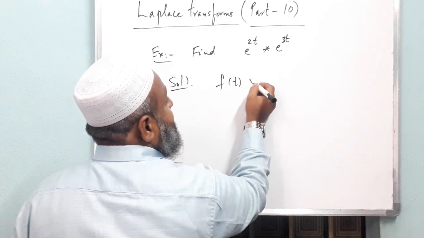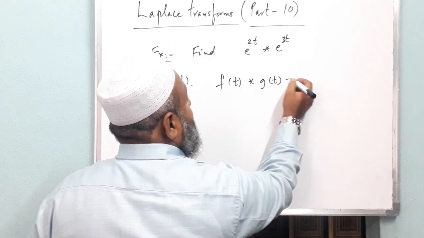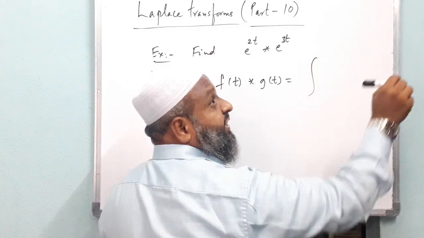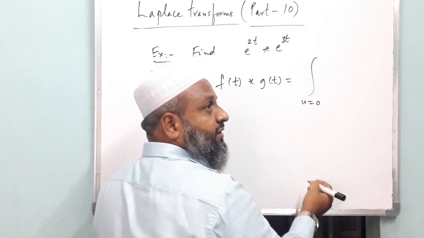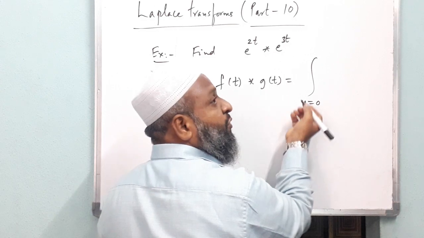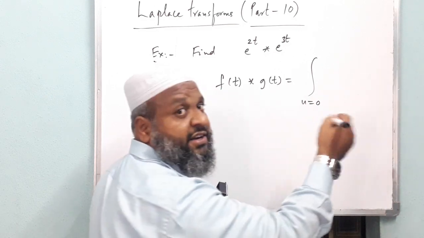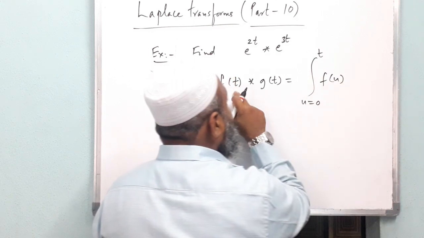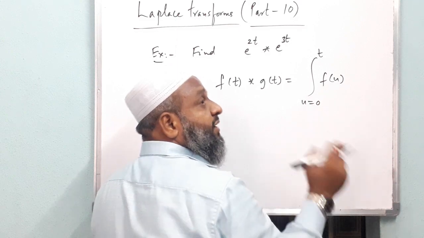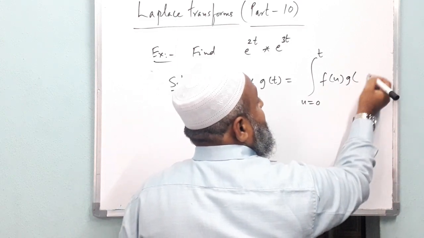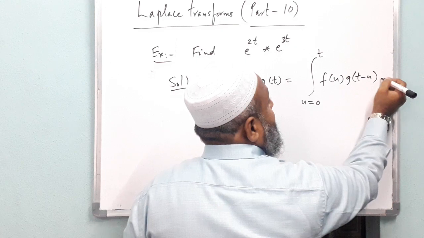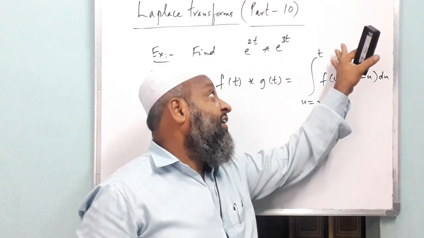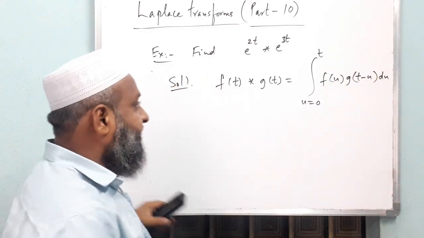f of t star g of t, it should be in your mind that this product should come as a function of t. So the other variable which is used is named u. We can name it any other variable, v, w, anything. So the integral is u equal to 0 to t, f of u, the first function relabeled with u, and g relabeled with t minus u. The variable of integration is u, the limits are in t, so finally the function comes in terms of t.